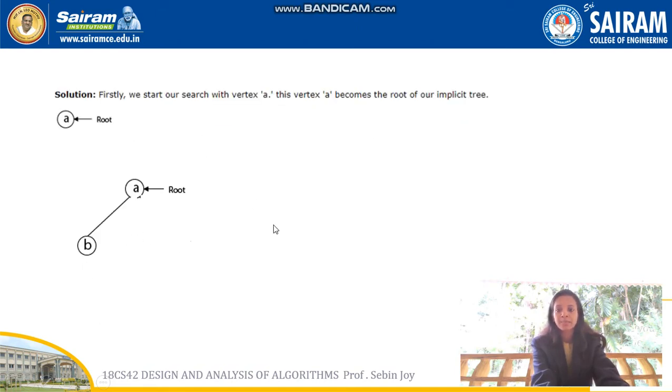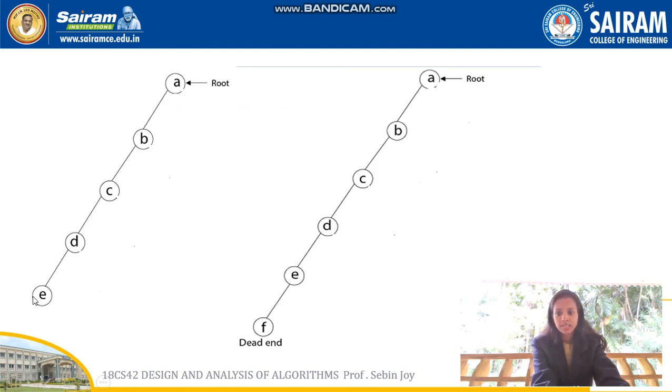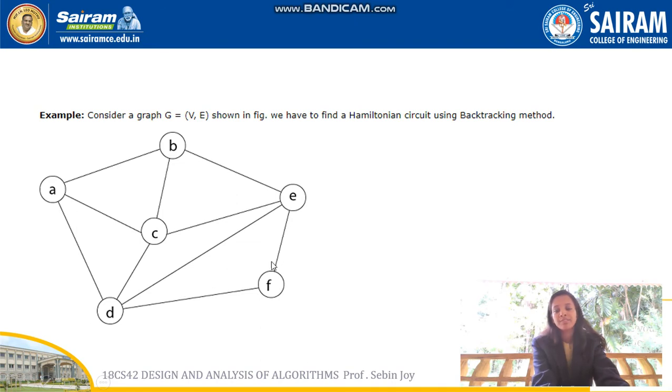So A, B, C. Then from C, the adjacent nodes are D, E, A, B. But A and B are already visited, so the left out options are D and E. I'll be visiting D. Now, from D, you have the options A, C, E, F. A and C are already visited, so E and F; I'll be going for E. So A, B, C, D, E. Then from E, the only left out option is F.